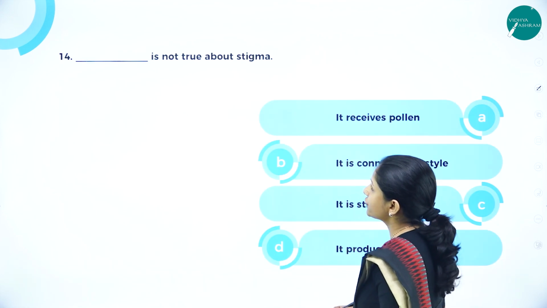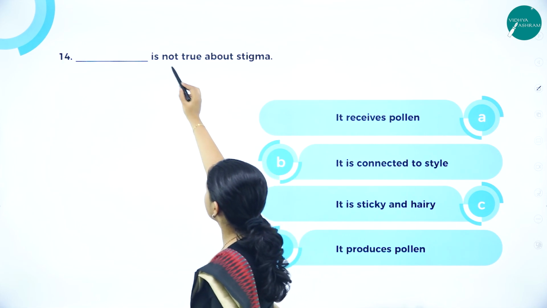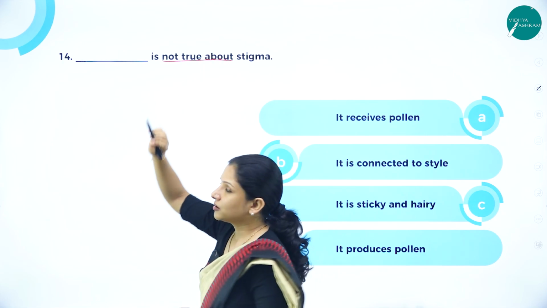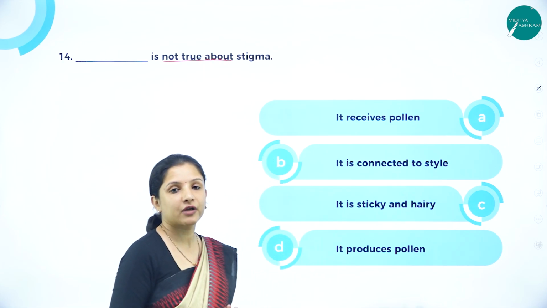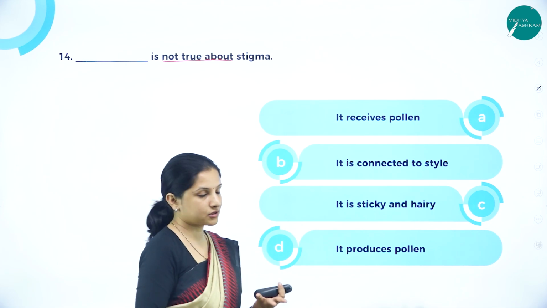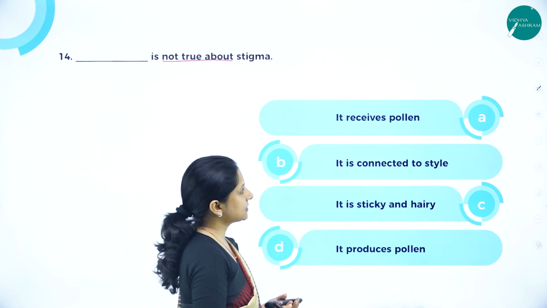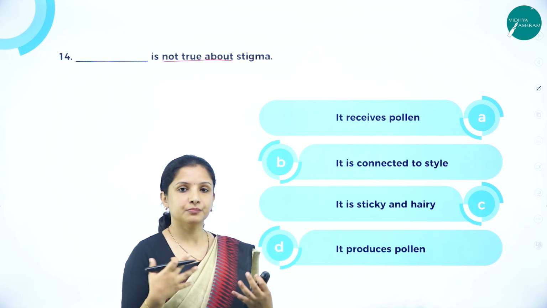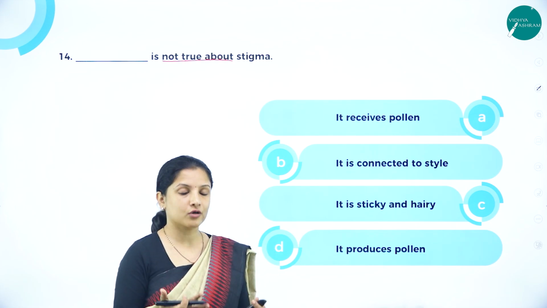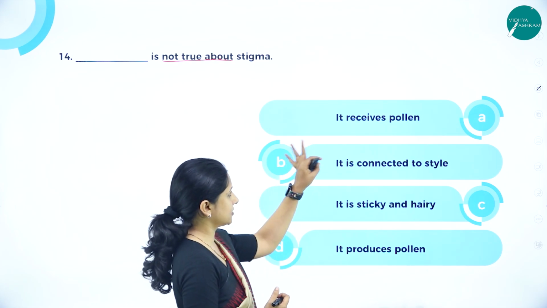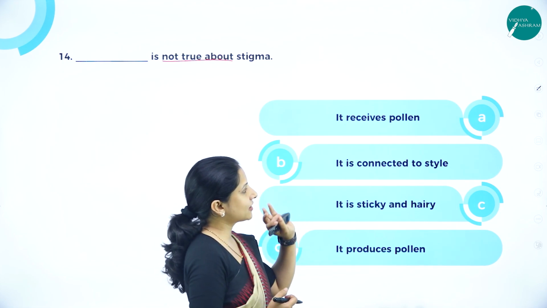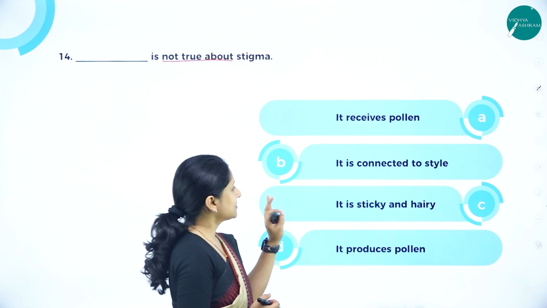Next, dash is not true about stigma. What is the question? I have to find out which is not true about stigma, or they can frame the question as dash is false about stigma. Both are one and the same. It receives pollen. Of course, stigma is a receptive organ that receives pollen. So, this is not the right option here. It is connected to style. It is sticky and hairy.